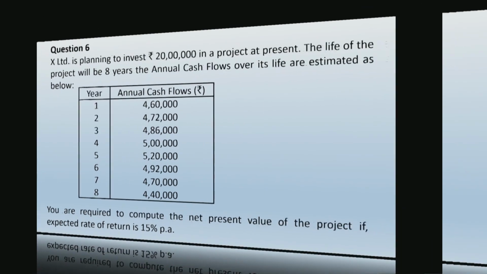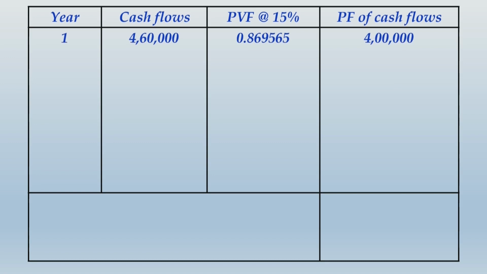So let us move ahead and look into how to present the solution over here. We have 4 columns: year, cash flows, PV factors and PV of cash flows. So first year cash flow and PV factor respectively multiplied, you get the present value of cash flow.